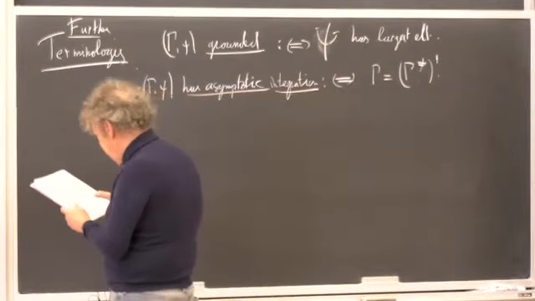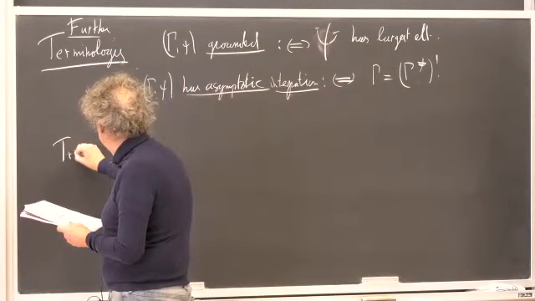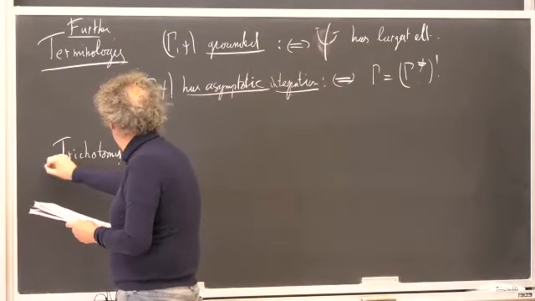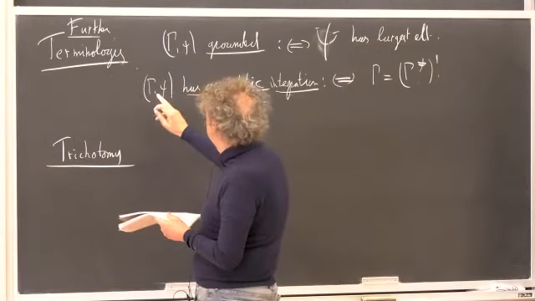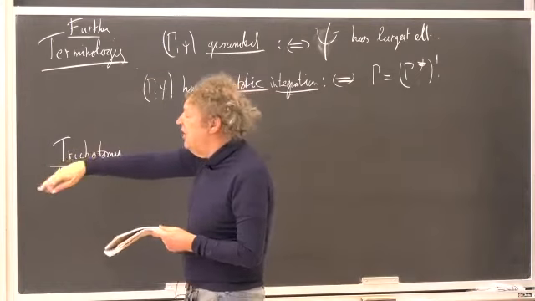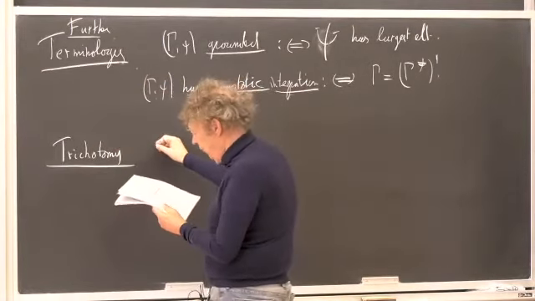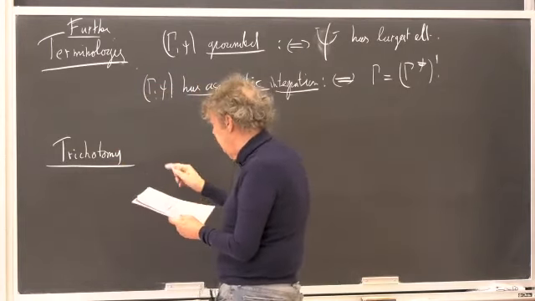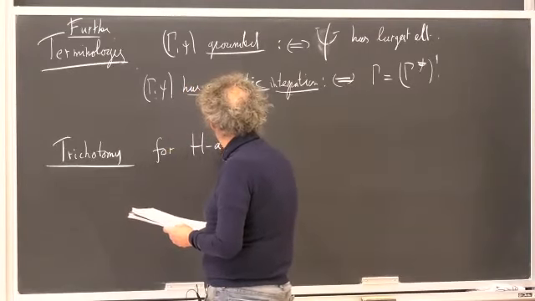And now we have the following trichotomy. Here we really restrict: all these definitions still make sense for ordinary asymptotic couples, but from now on, let's just consider H-asymptotic couples. Yeah, for H-asymptotic.